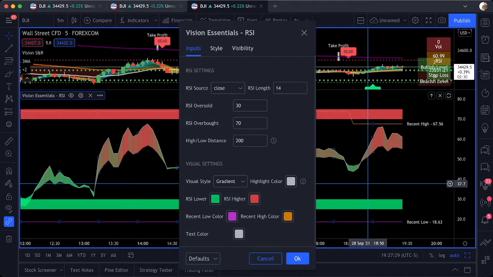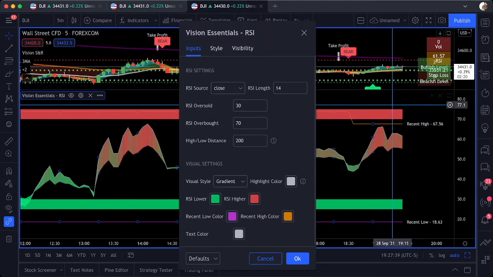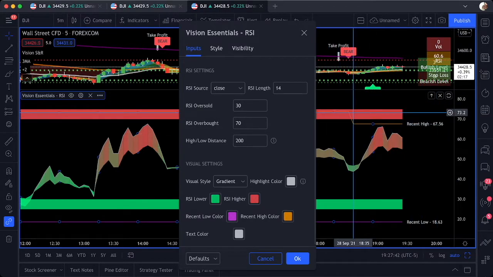30 is the most common setting. The lower the RSI, the more momentum that it's considered to be in place. RSI overbought, this, of course, is going to be the high level. 70 is the most common setting. The higher the RSI, the more momentum that is considered to be in place.